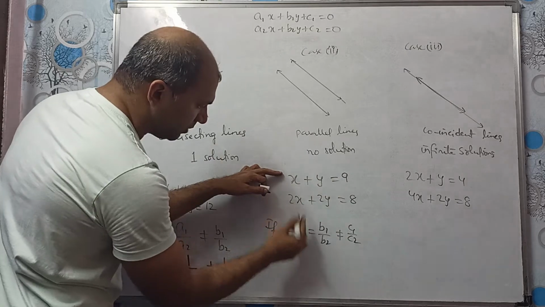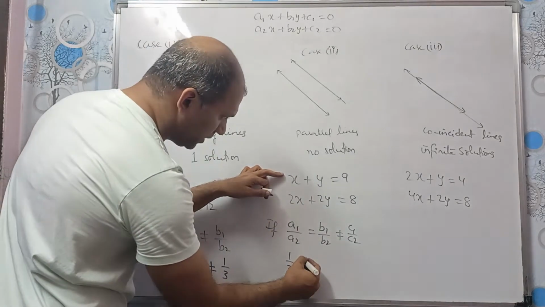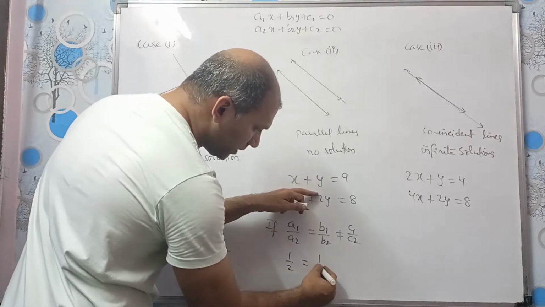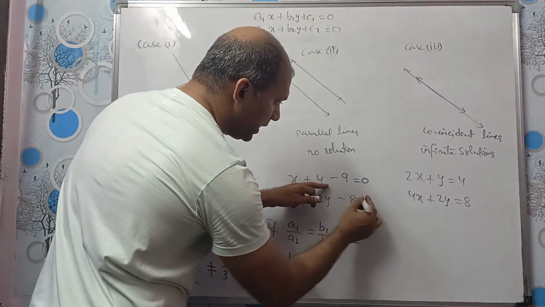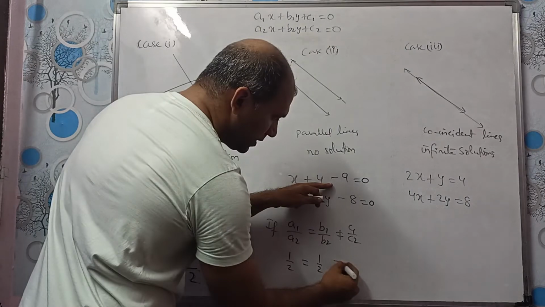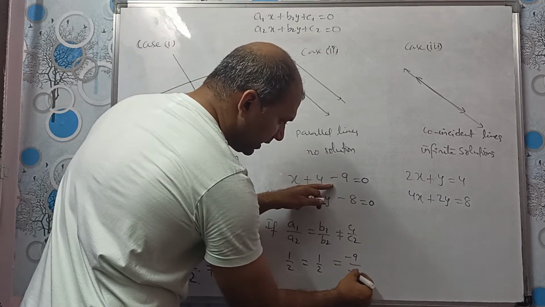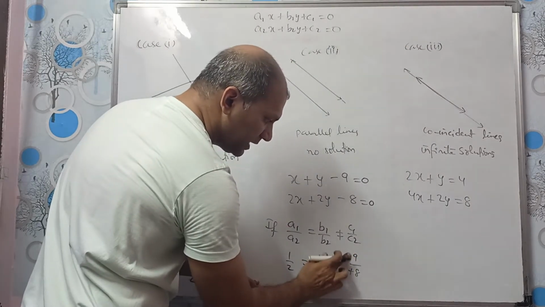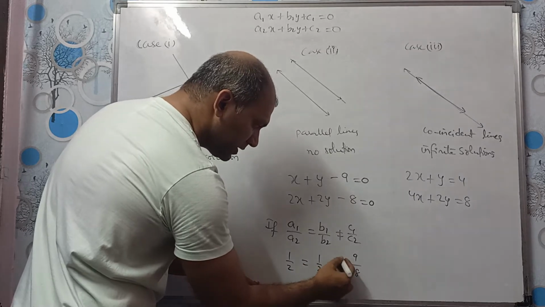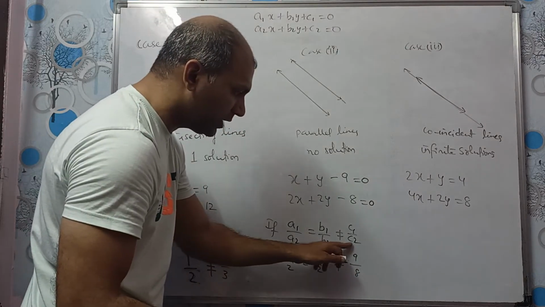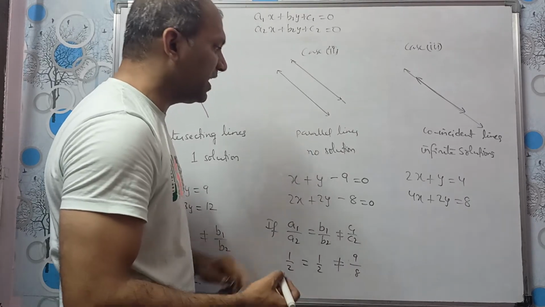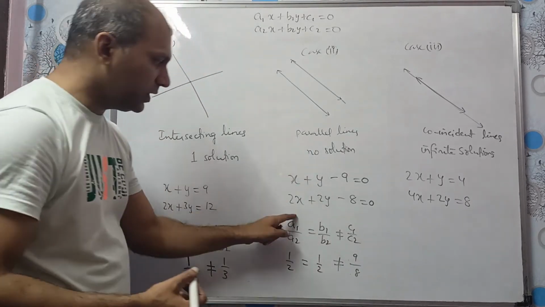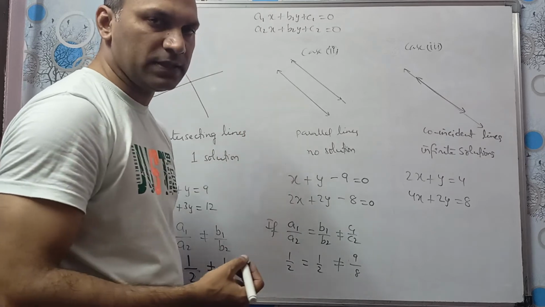Take this example, 1 by 2. Okay. This is also 1 by 2. See here, we should write this as equal to 0 and equal to 0. So this is minus 9 by minus 8. Minus minus will get cancelled. It will be 9 by 8. This is not equal. Two ratios are equal. Third one is not equal. Okay. Hence, we have parallel lines. These two equations will give parallel lines.